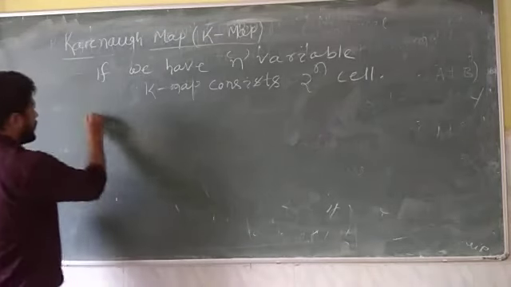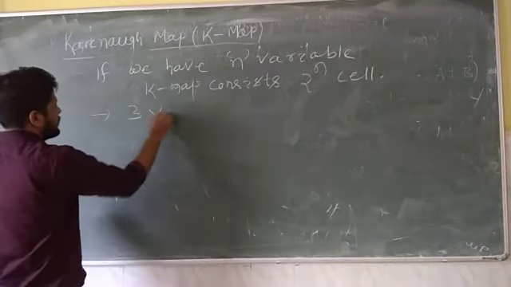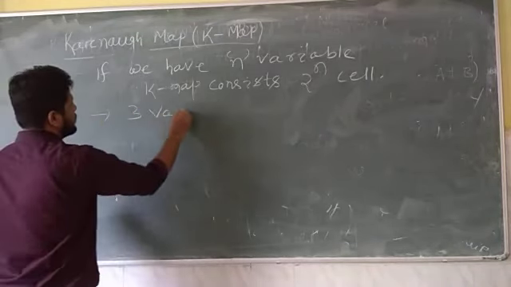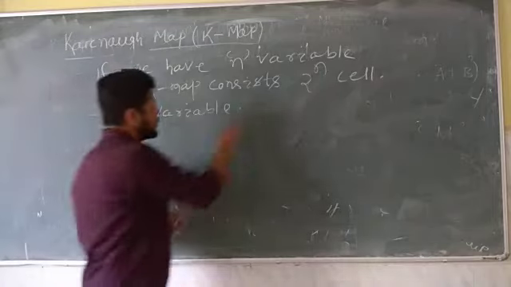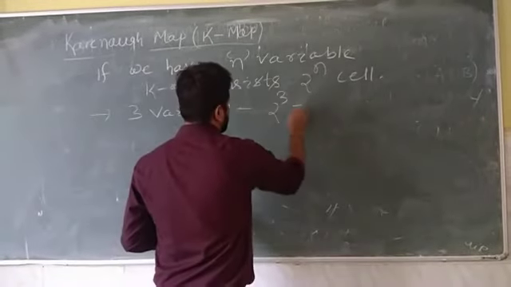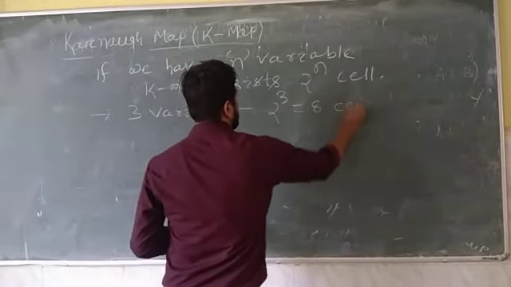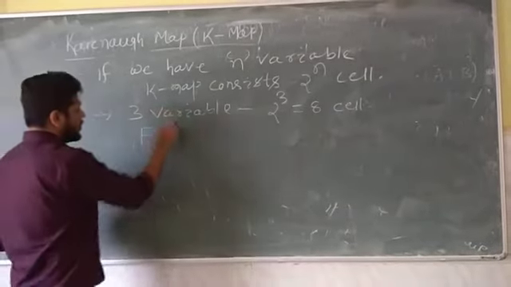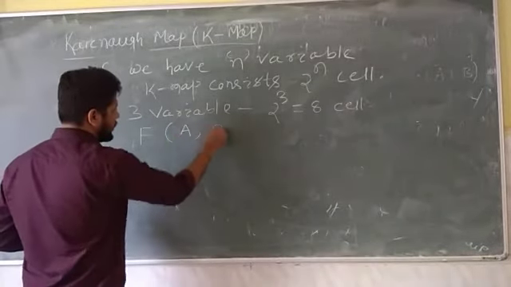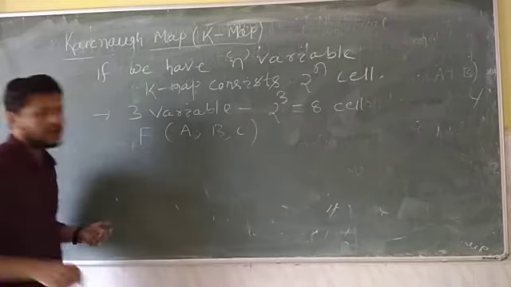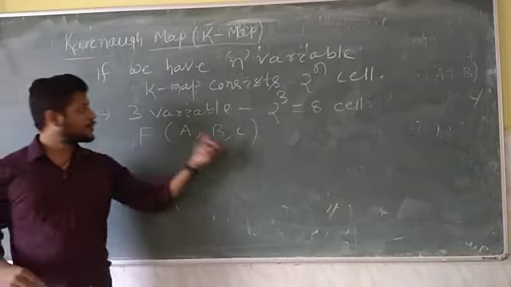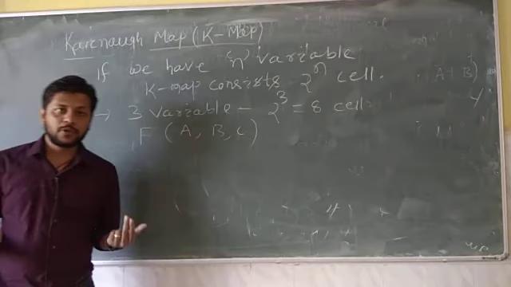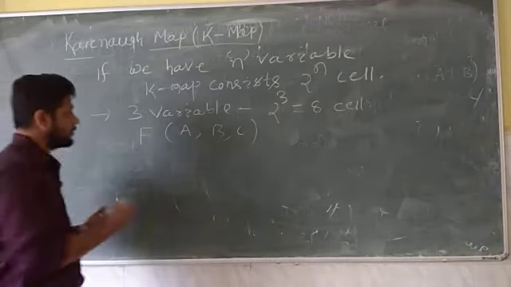So, for example, if you have 3 variables, then how many cells are present in a K-map? 2 to the power 3, that is 8 cells. So now I am going to construct a 3 variable K-map, that is F, A, B, C. Here the number of variables is 3, so the K-map will consist of 8 cells.